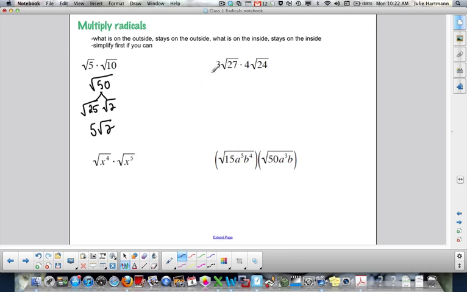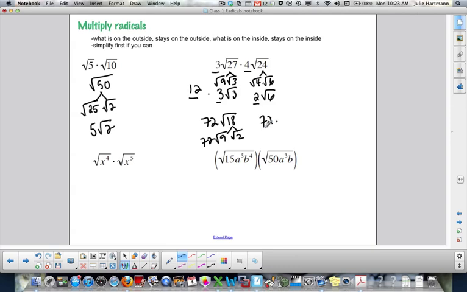Next one. I can multiply what's on the outside. That's 12. Now 27 breaks down to 9 times 3. So I know that's going to be 3 root 3. And then 24 breaks down to 4 times 6. So that's 2 root 6. So I have 12 times 3 times 2 is 36 times 2, which is 72. 3 times 6 is 18. Now here I can also break down 18. 18 is 9 times 2. So now I have 72, square root of 9 is 3, times root 2. 72 times 3 is 216, root 2.